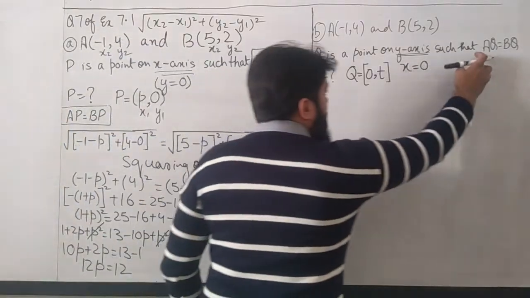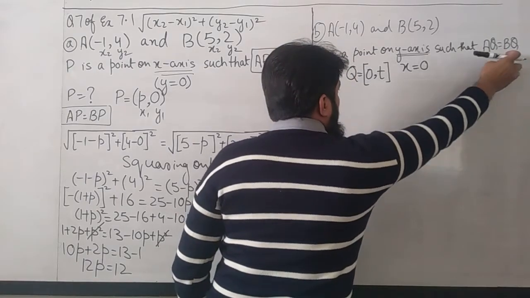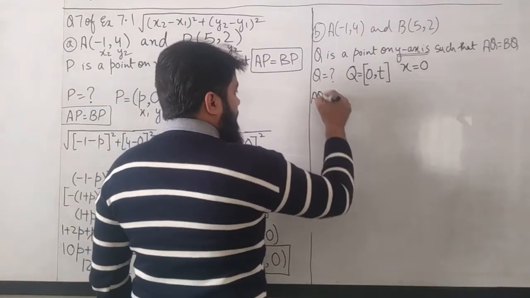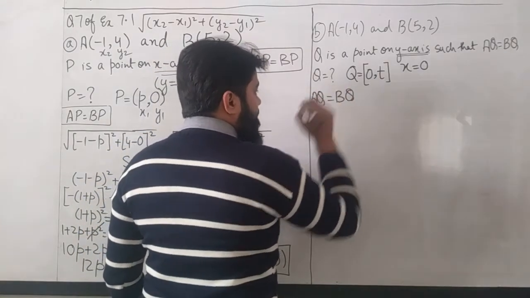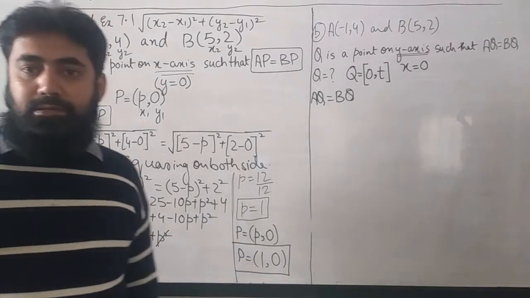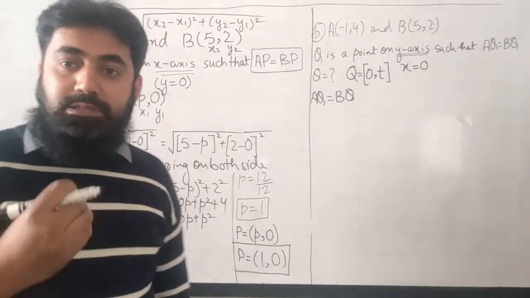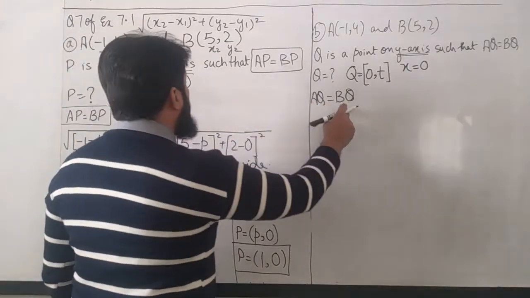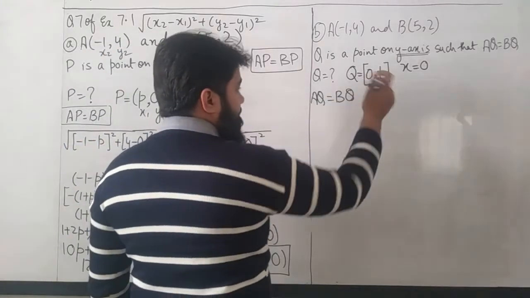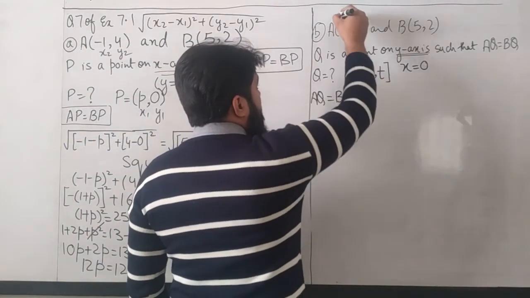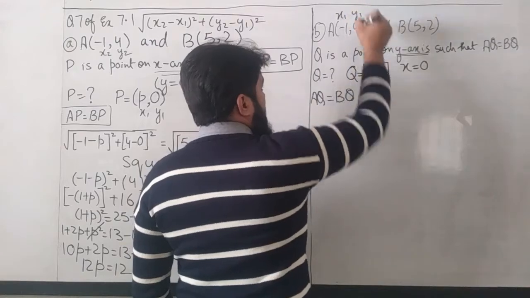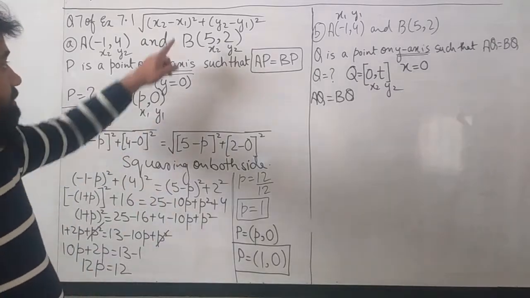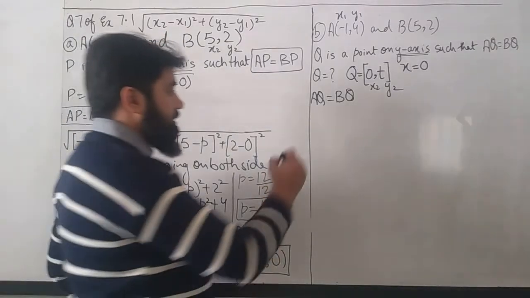Okay. Now this is the thing given to us. AQ equals to BQ, right? So AQ equals to BQ. When they write it like this, they are talking about lengths, AQ equals to BQ. So this one I am taking as x1, y1, this one I am taking as x2, y2. The distance formula is written over here. I am going to use this distance formula.